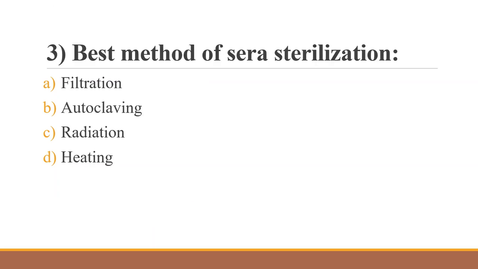Third question, best method of sterilization. Option A, filtration. Option B, autoclaving. Option C, radiation. Option D, heating. Answer is option A, filtration. Filtration is also used for sterilizing sugar containing media, antibiotics, toxins, vaccines, etc.